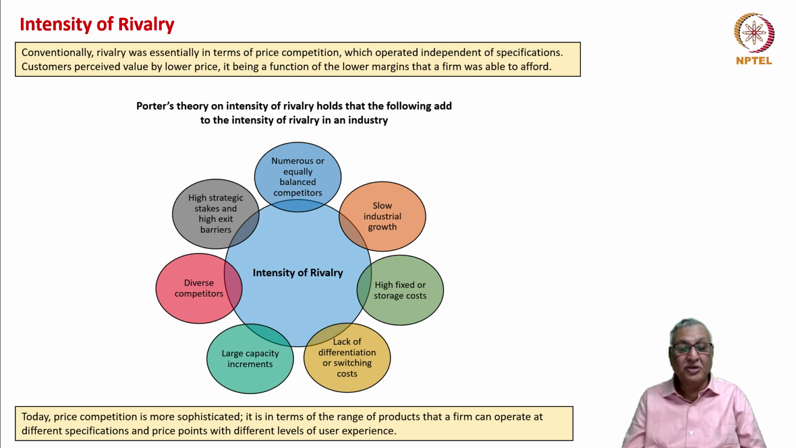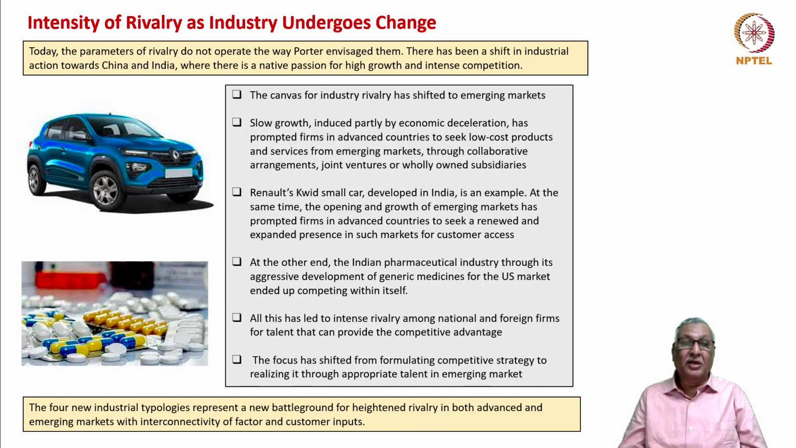But today, price competition is much more sophisticated than just the price factor. It is in the terms of the range of products that a firm can operate at different specifications and price points with different levels of user experience. The rivalry has gone exponential. As the industry undergoes change, the intensity of rivalry also undergoes change. The parameters do not operate as in the classic Porter model.